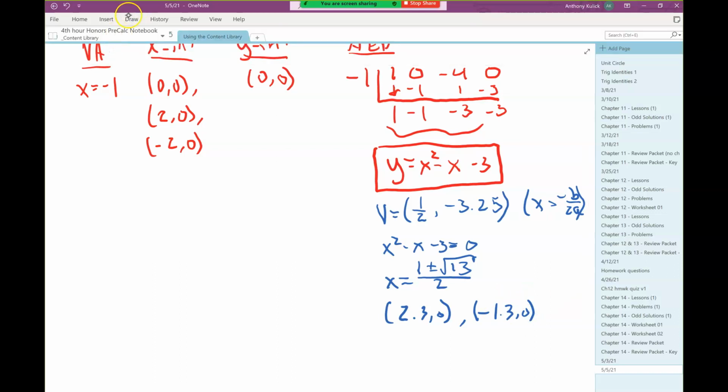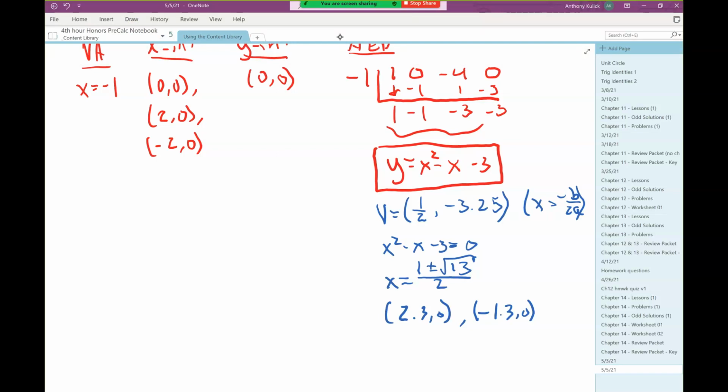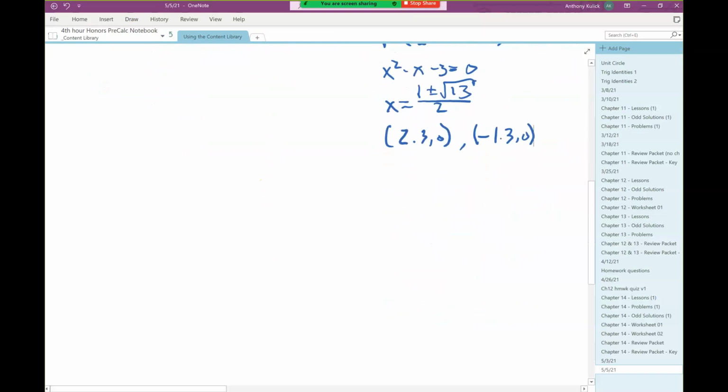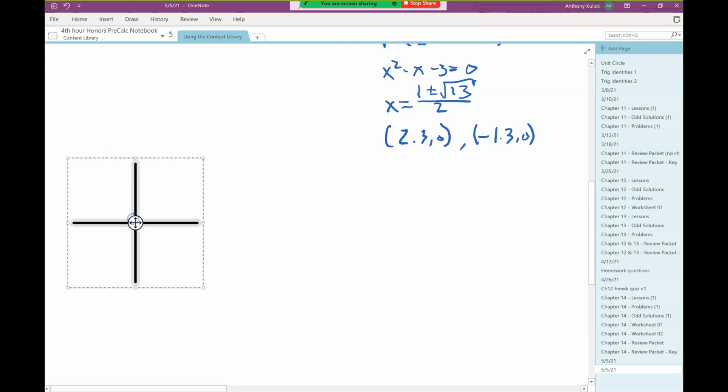What do we just find? That's what I'm going to use to graph that other asymptote, the quadratic. So those are the x-intercepts for that.